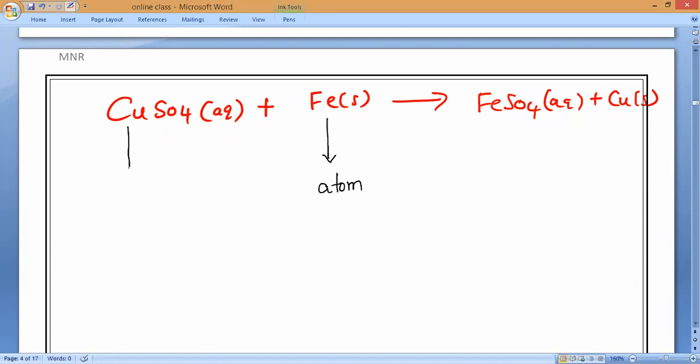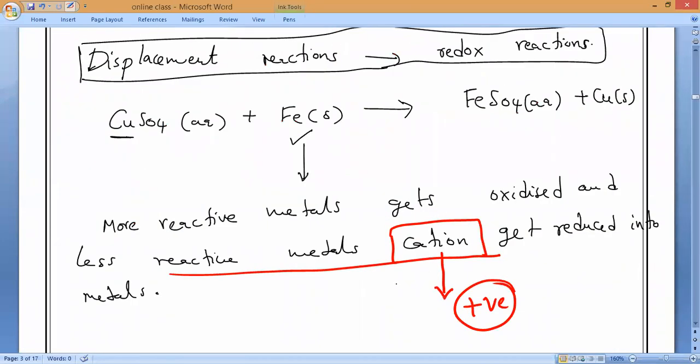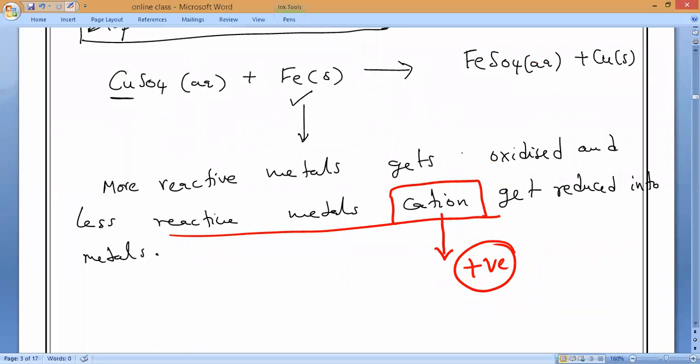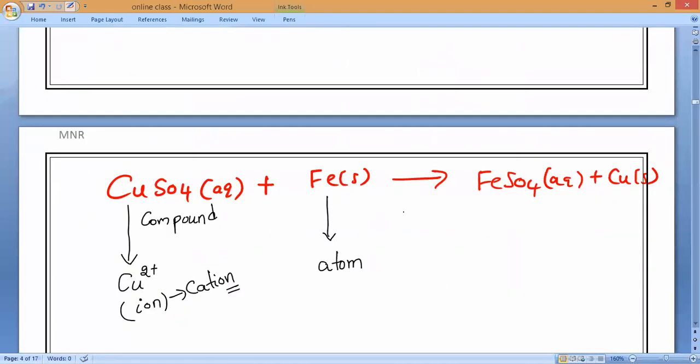Now, copper sulfate is a compound. What is the state of copper in the copper sulfate compound? Is it an ion? Cu2+. Very good. So it is Cu2+, a positive ion, which we call a cation. Now read the statement: more reactive metal gets oxidized. So who gets oxidized? Iron gets oxidized.